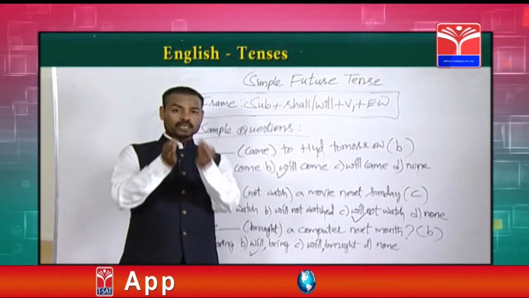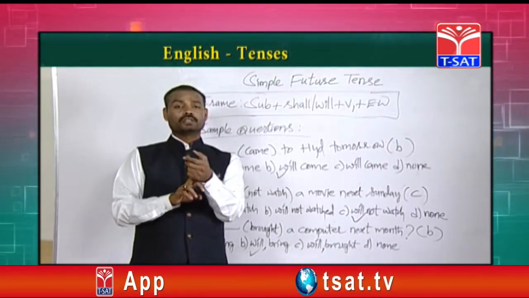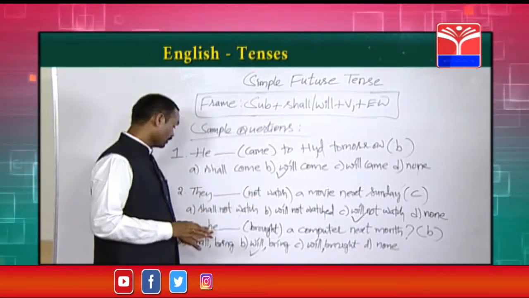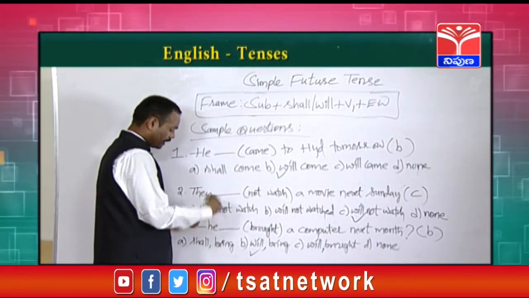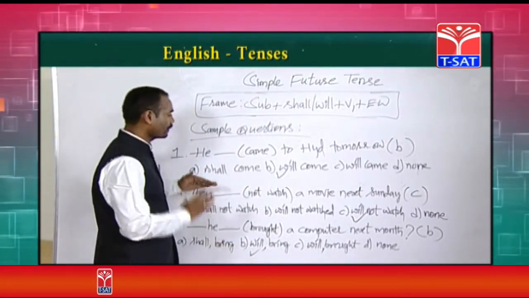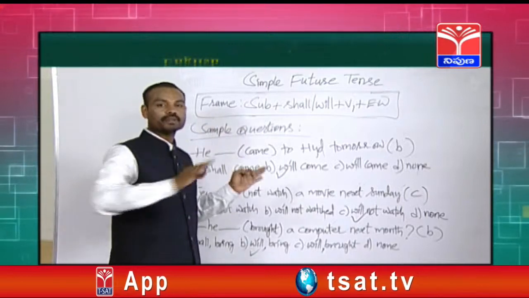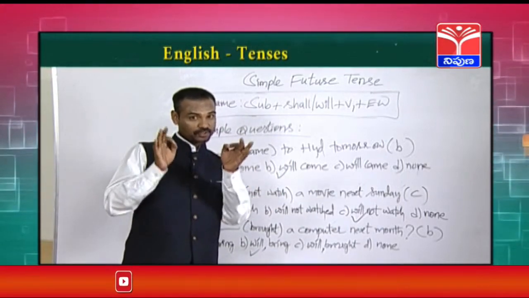In simple future, every interrogative sentence should start with either shall or will. Shall or will must be used here. So if they give I and we, we should start this question with shall. For other subjects, will should be used. So friends, this is the process of asking questions from simple future tense in every competitive exam. I hope you understood very well.